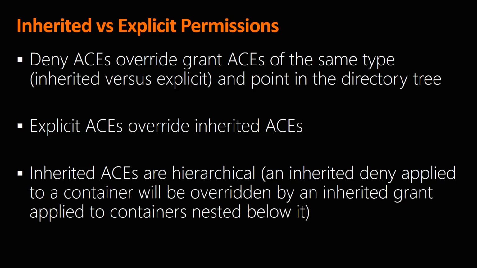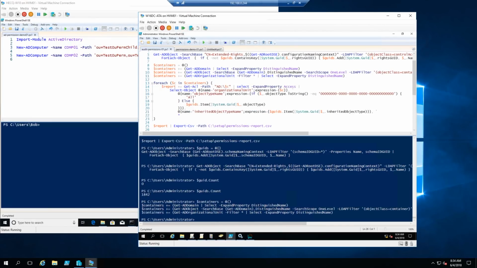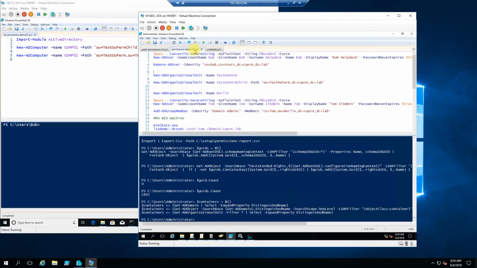And the last rule is that inherited ACEs are hierarchical, and an inherited deny applied to a container will be overridden by an inherited grant applied to containers nested below it. Pretty straightforward. Active Directory is a tree-like structure, and this also applies to inheritance, how it flows through the branches. Okay, so let's move to the first demo of today, demonstrating that deny doesn't always override all.